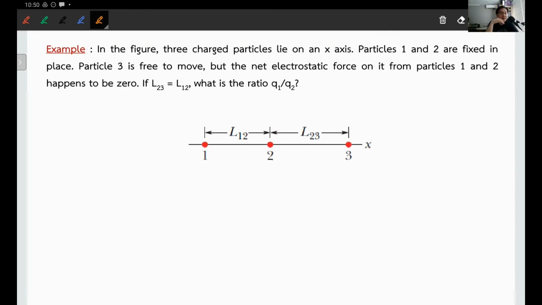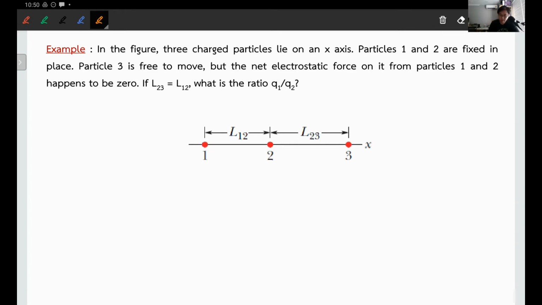What do you think? 3 charged particles are on the x-axis. Particles 1 and 2 are fixed. Particle 3 is actually free to move, but it moves to the position that has the same distance, L12 and L23. So it's not free anymore, just place it there. Confusing a bit. Let's say it's free at first, and then they just place it there. They want to know if at that position it turns out there's no force. The net force on particle number 3 is 0. What is the ratio of the charge?